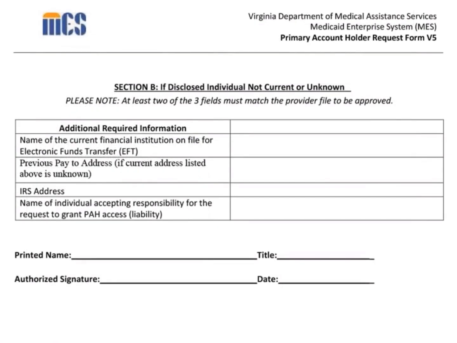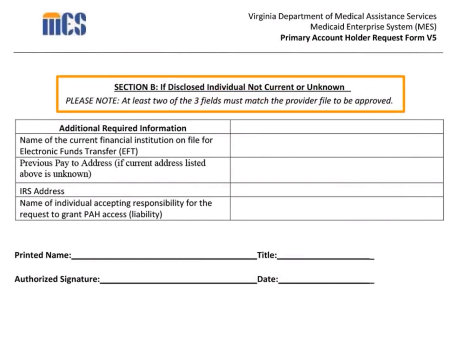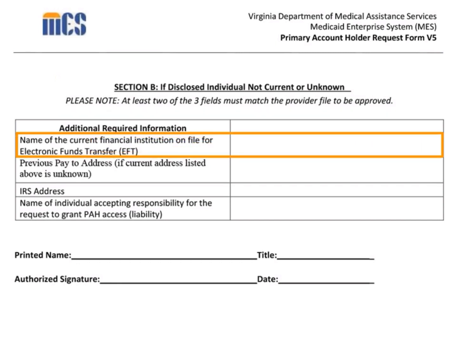Now, let's look at Section B. If the disclosed individual on file is not current, if you are unsure of the disclosed individual on file, or if the individual is a newly authorized person, you must complete all items in this section of the PAH form. At least 2 of the first 3 fields must match what is in the provider file for the PAH form to be approved. The first item in this section asks you to identify the current financial institution on file for electronic funds transfer, or EFT.